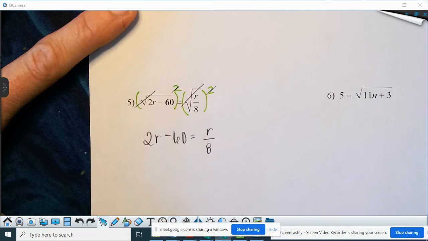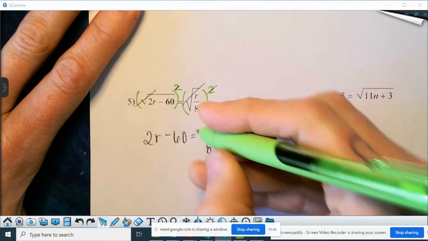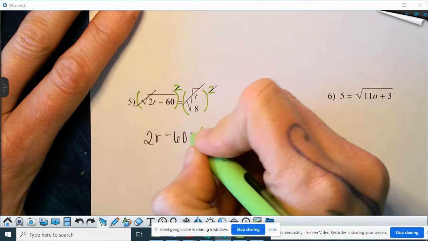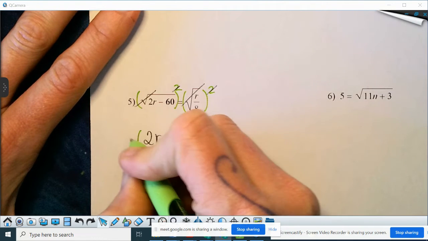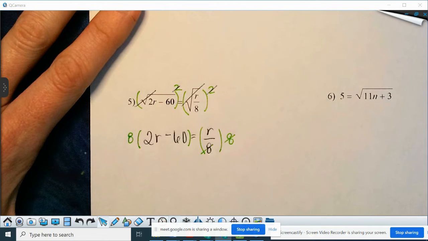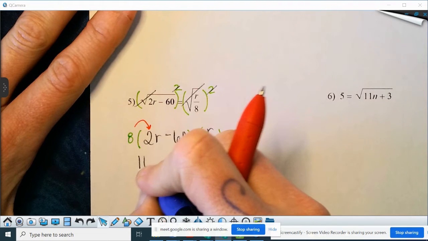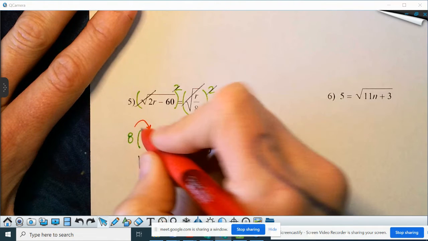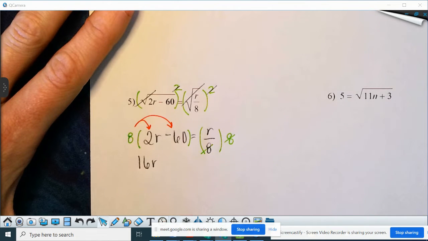And then we just need to solve for r. The first thing I would do is get 8 off the bottom. And I wouldn't move my 60 yet because then you're going to have more fractions. So I'm going to multiply by 8 because that is r divided by 8. And both sides by 8. And then you have to distribute that through, which is going to give me 16r. And then 8 times that negative 60. Positive times a negative gives me a negative 480 equals r.